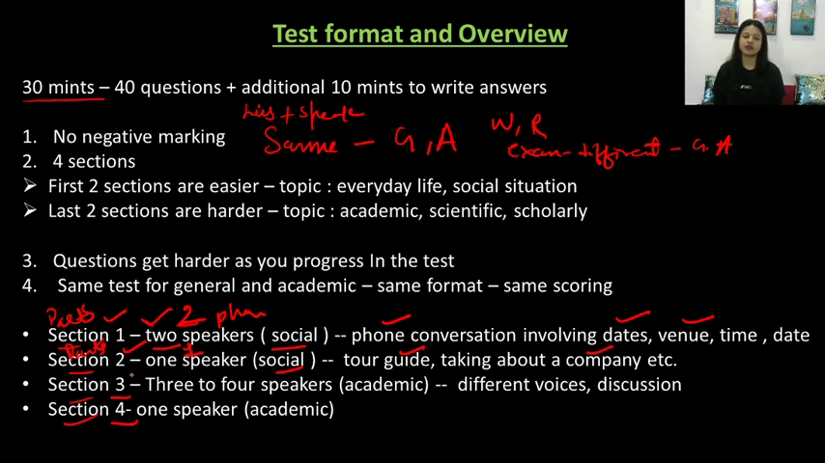Part 3 and part 4 are a little bit difficult. In part 3 of the listening exam, you have 3 to 4 speakers. Sometimes you might even have 2 speakers, but the topic is academic. What are academic topics? Topics that are related to studies, research, scientific data that can become a little bit technical. Similarly, section 4 or part 4, academic topics, only one speaker giving a monologue, giving a speech.